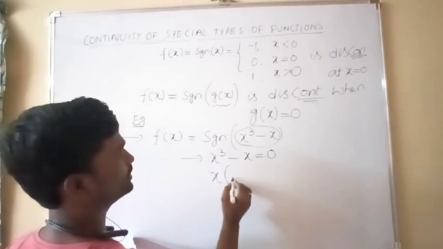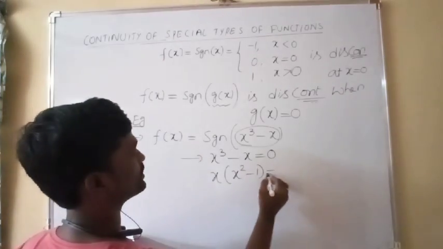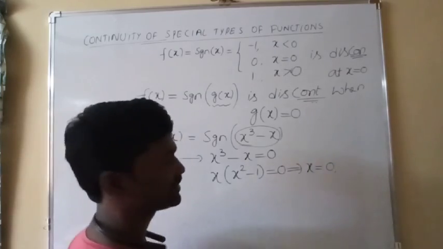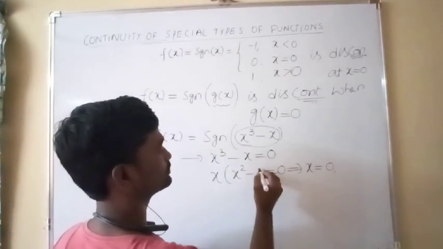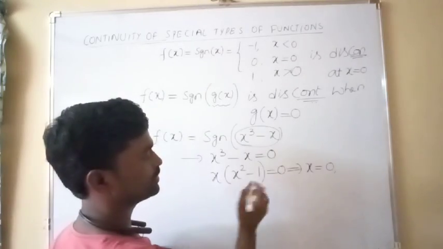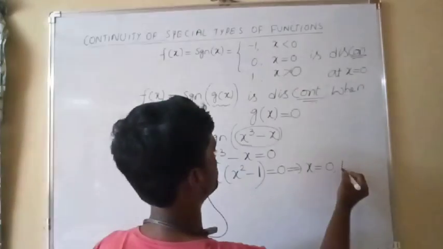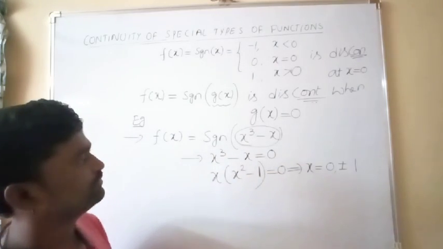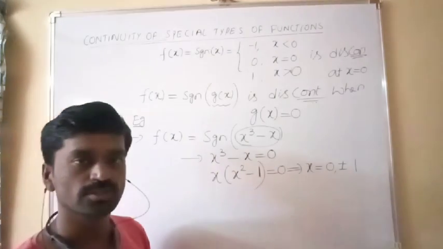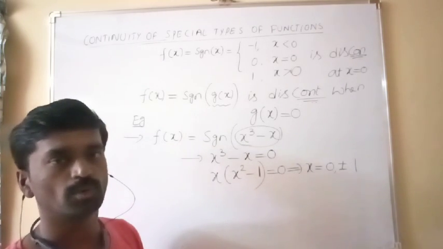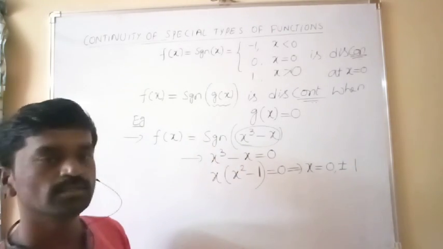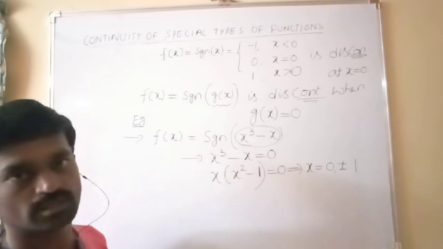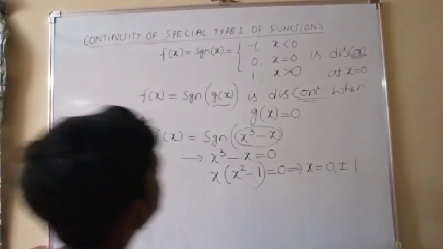If you take x common, you get x into x square minus 1 is equal to 0. On solving, x is 0 or x square is equal to 1, which means x is plus or minus 1. So the points of discontinuity of this function are 0, plus or minus 1. That is 3 points of discontinuity. Next, look at the next problem.